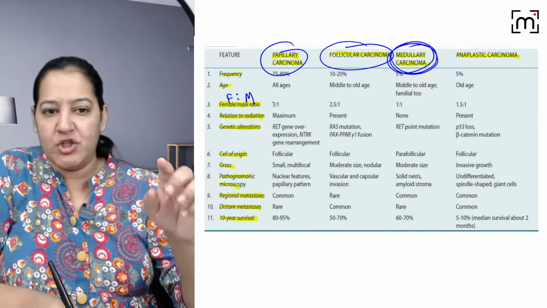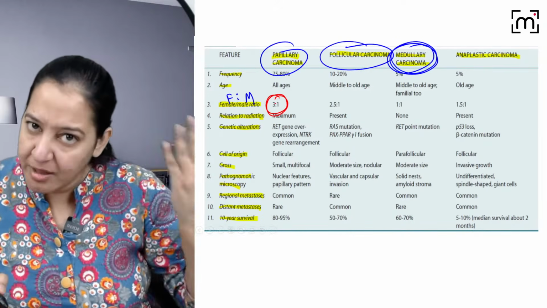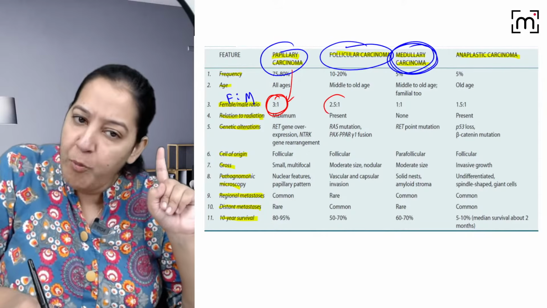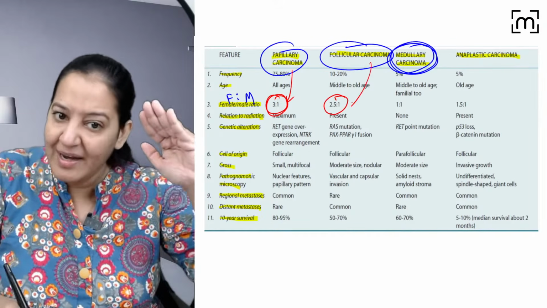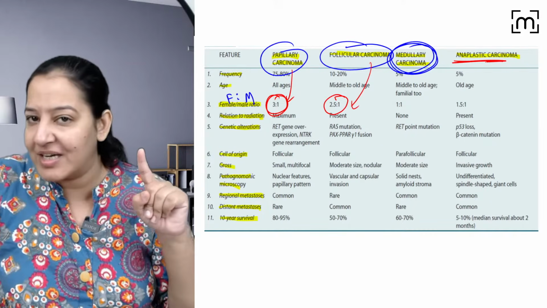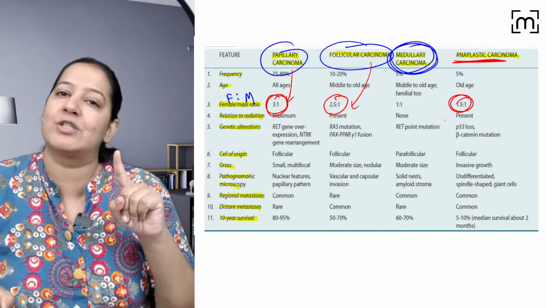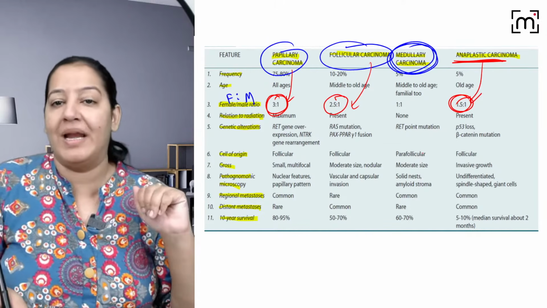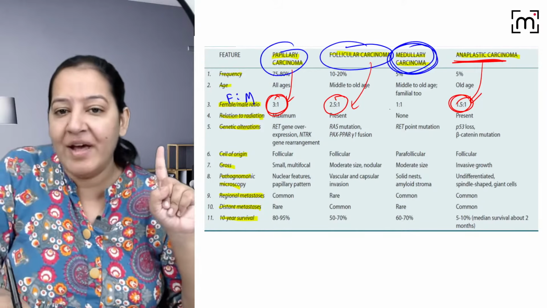In papillary, the ratio is 3:1. That is, it is 3 times more common in females as compared to males in papillary. In follicular, it's 2.5:1. So in females it's 2.5 times more common as compared to males, right? In anaplastic, the last one, it's 1.5:1. You got my point? So it is 1.5 times more common in females as compared to males. But in medullary, it's 1:1.